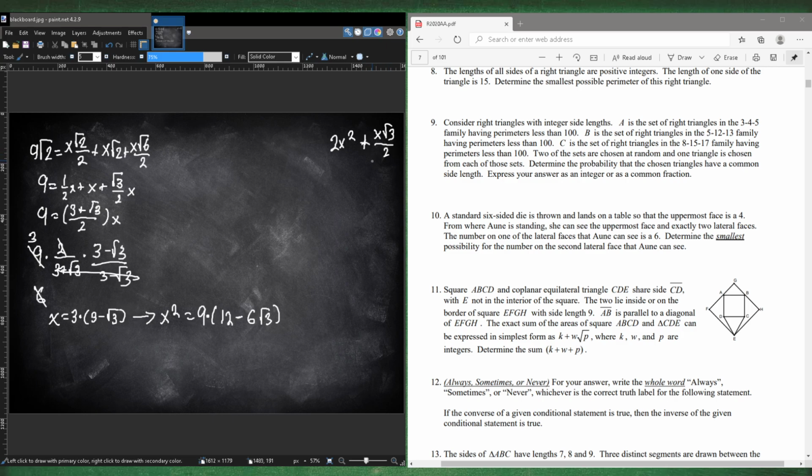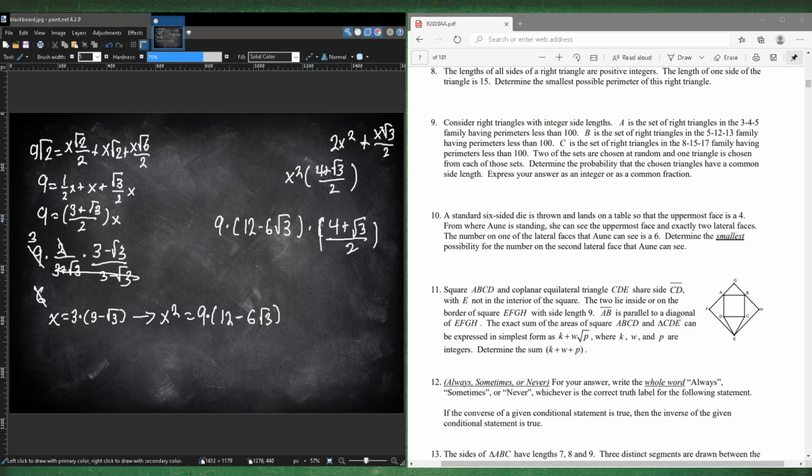And now we need to solve for this. Oh, sorry, this was x squared. And distribute out our x squared. So we get 2 plus square root 3 over 2, which is the same thing as 4 plus square root 3 over 2. So just plug in your 9 into your x squared, and we'll get our answer. So we have 9 times 12 minus 6 square root 3, times 4 plus square root 3 over 2.